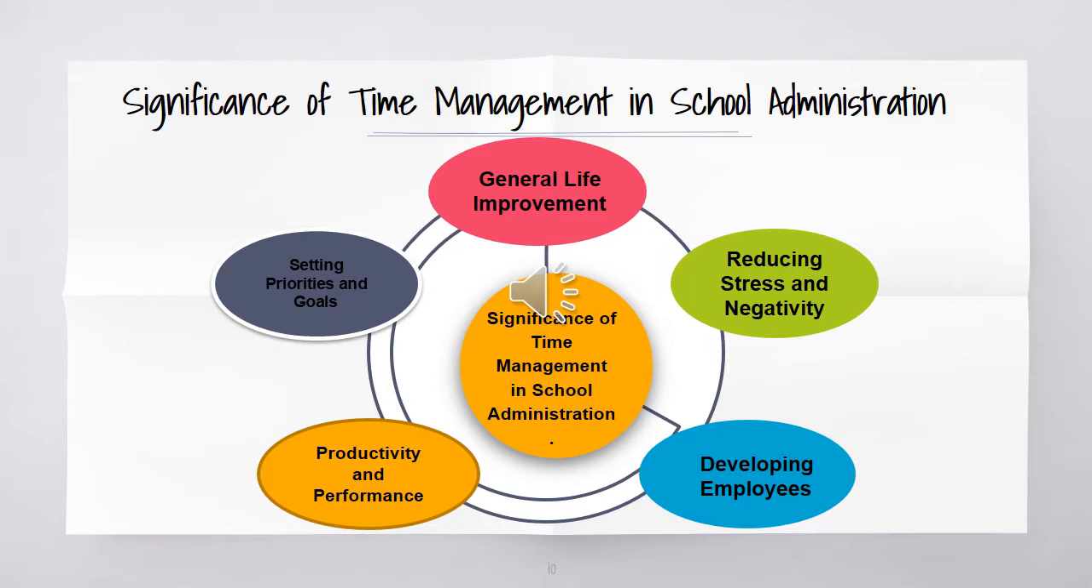Number 1, setting priorities and goals. Prioritizing and setting goals are very effective time management skills that can be practiced at work every day. The concept helps in setting a scale of preference by identifying the tasks or workload that need to be done first before other schedules of lower importance.